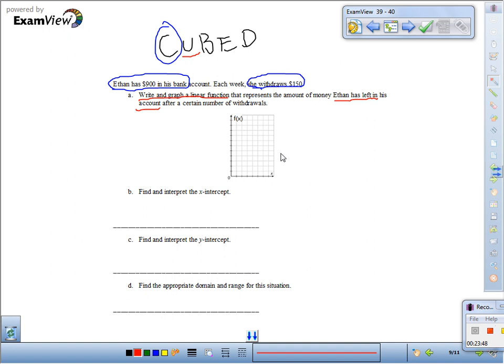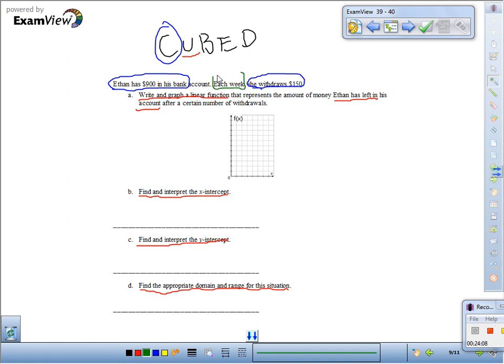Okay? From there, they want us to find and interpret the y-intercept, the x-intercept, and find the appropriate domain and range of the situation. Okay. Let's box important information here.